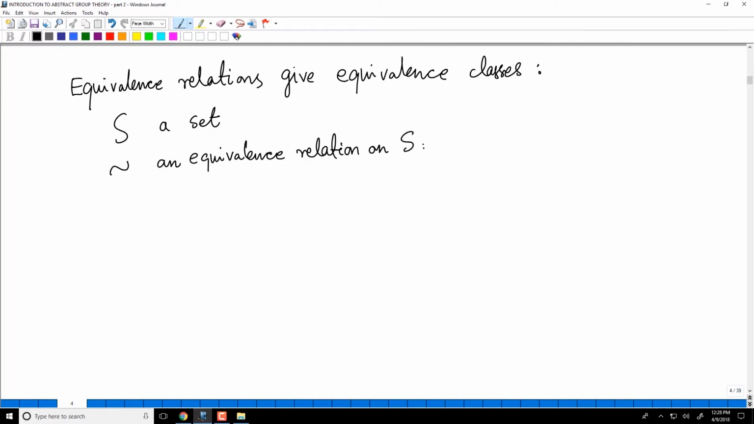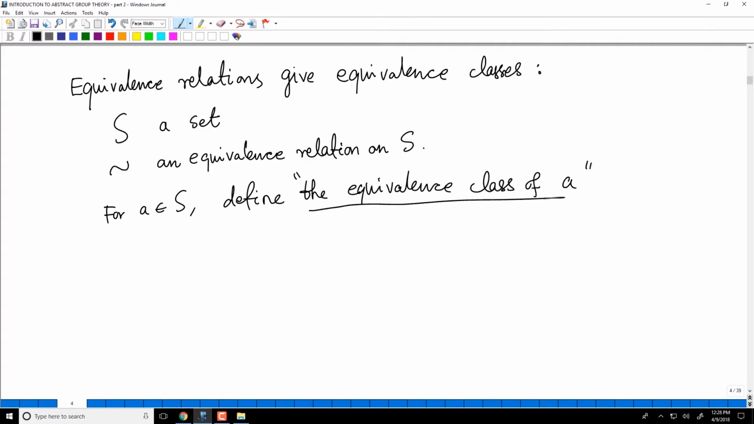So now for A in S, define the equivalence class of A. The equivalence class of A is denoted by A in square brackets. This is all elements B in S such that A is related to B. Okay, so this is very simple. The equivalence class of A is the collection of elements that are equivalent to A.